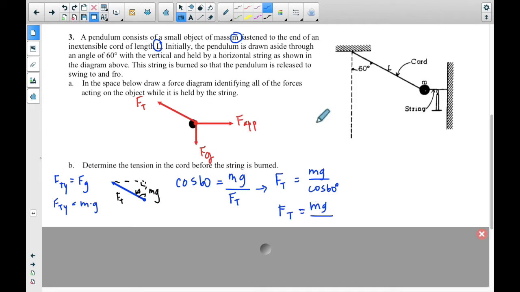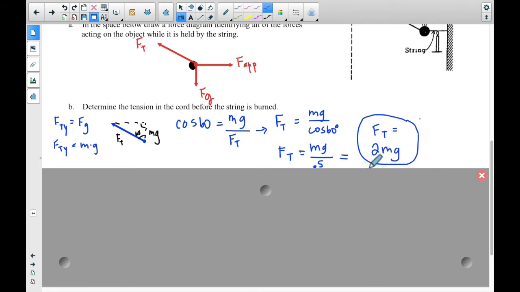If I go to my calculator and make sure it is in degrees, because this is in degrees, I type in cosine of 60 and I get 0.5. Dividing by 0.5 is the same as 2 times. So the force of tension is 2 mg. That's the answer. There's no numbers. If you're still stuck on how I got the 2, dividing by 1/2 is the same thing as multiplying by 2 over 1. So that 1/2 turns into 2 over 1, and we get 2 times mg.